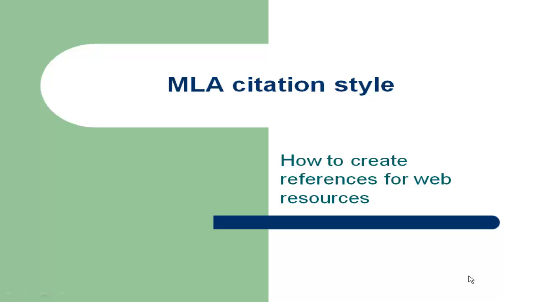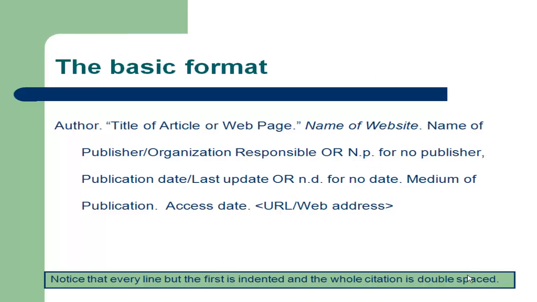I'm the Instructional Services Librarian at Genesee Community College, and this is MLA Citation Style, How to Create References for Web Resources. The basic format starts with an author, last name, comma, first name, period. In quotations, title of the article or the web page, noticing that all of the important words are capitalized, followed by a period, and then close the quote. In italics, the name of the larger website that page is a part of, period.